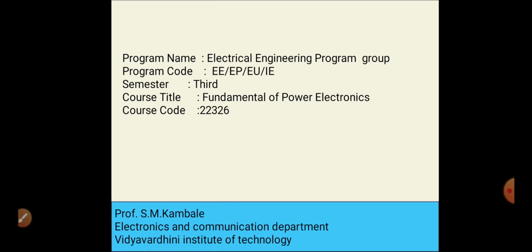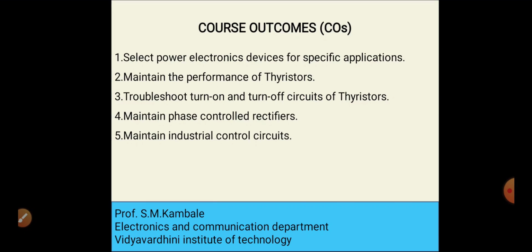Today we are going to discuss the overview and syllabus of the course Fundamental of Power Electronics, whose course code is 22326, of the third semester of the program Electrical Engineering. Now looking to the next, that is course outcome. Course outcome is basically the knowledge you will get after the completion of the particular subject or course.